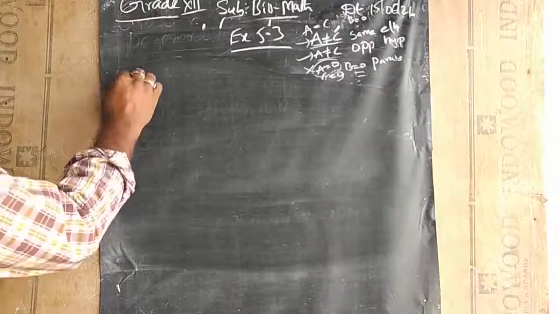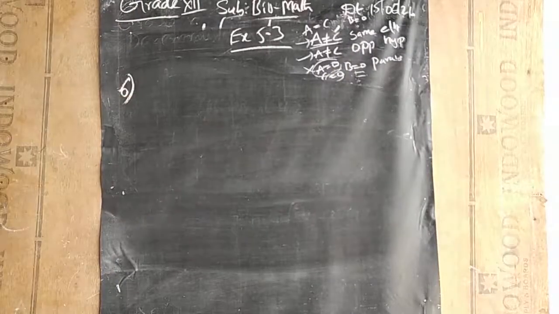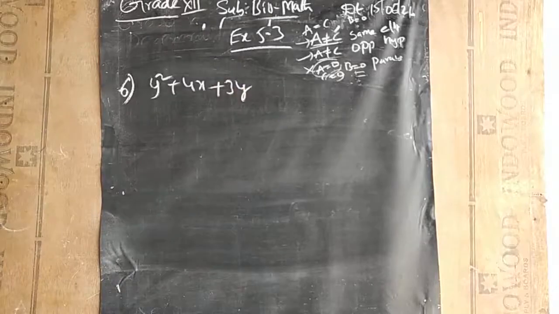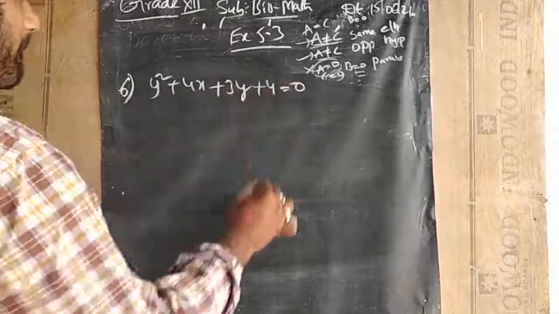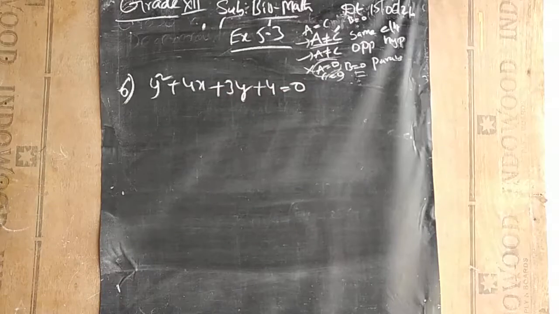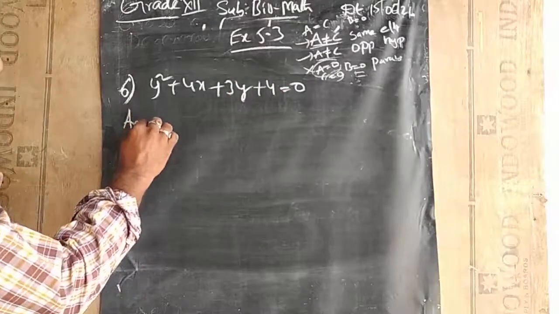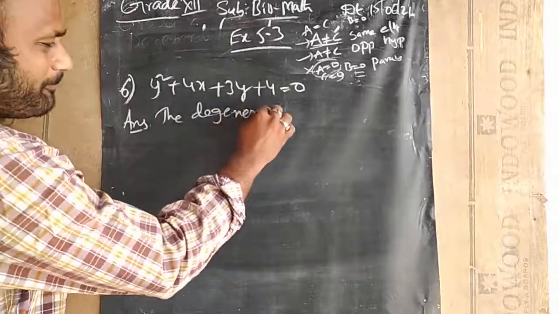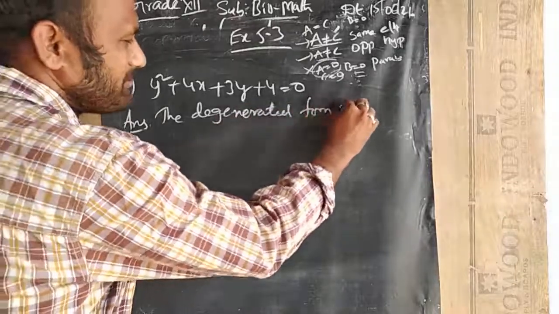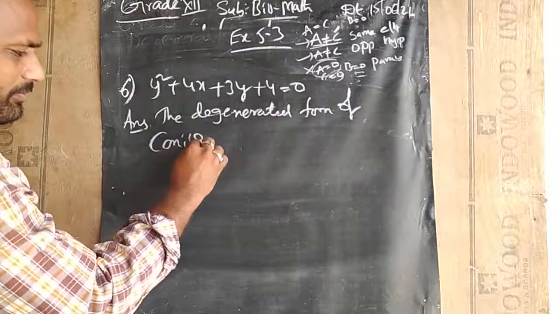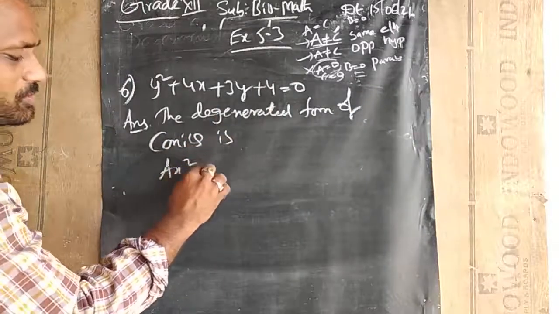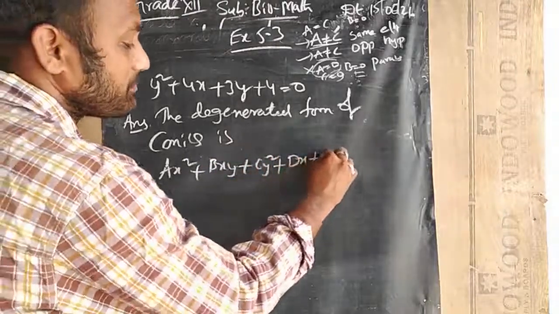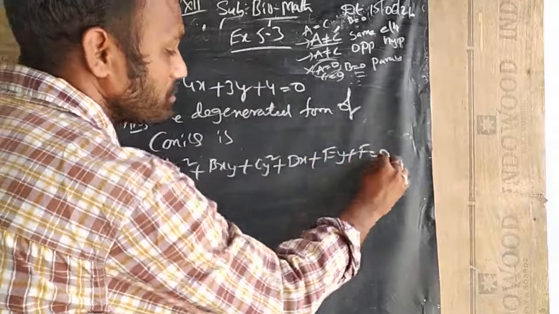Let us see the sixth question in this. y square plus 4x plus 3y plus 4 is equal to 0. So what is it going to form? Let us see. The degenerated form of conics is ax square plus bxy plus cy square plus dx plus ey plus f is equal to 0.